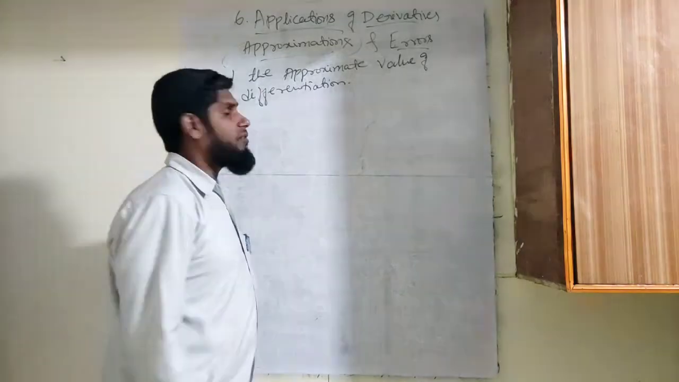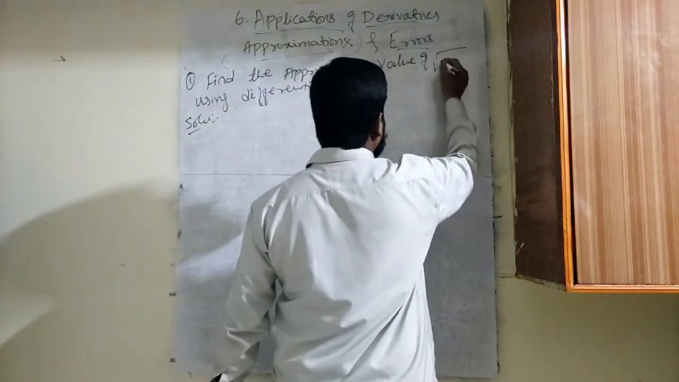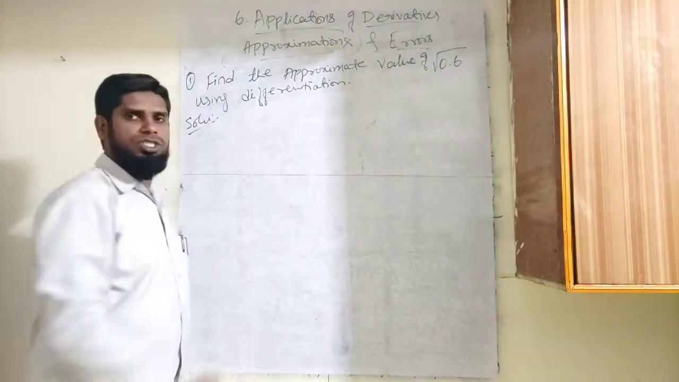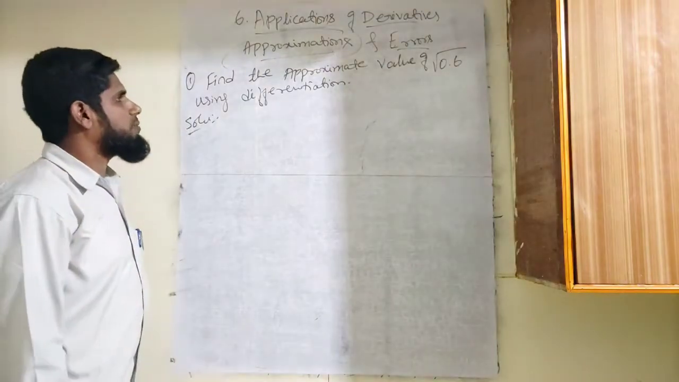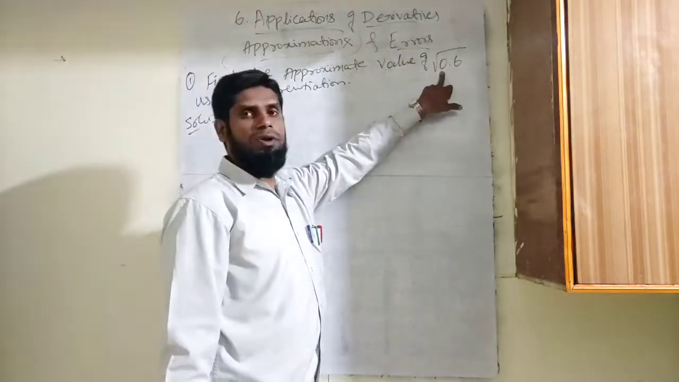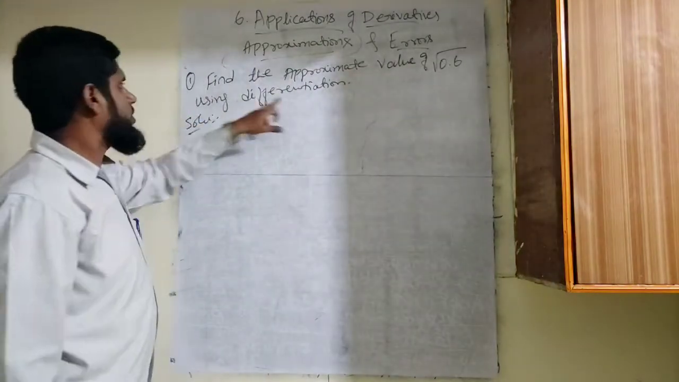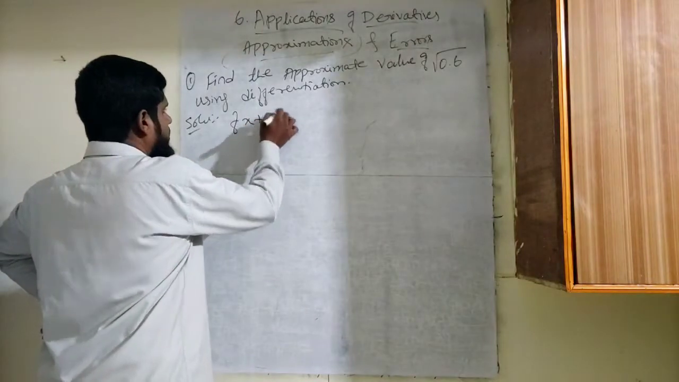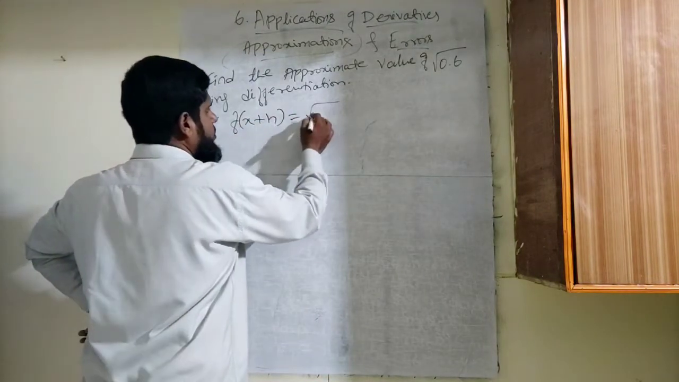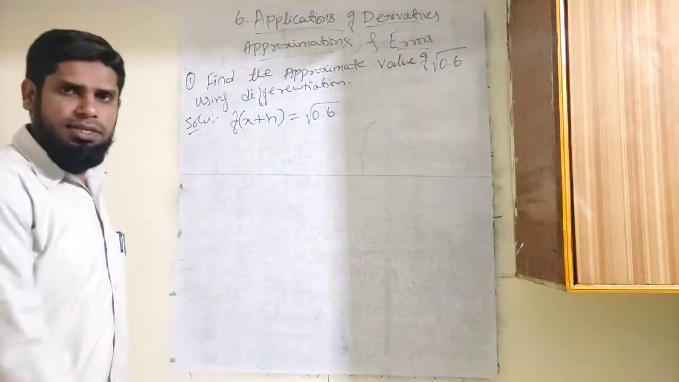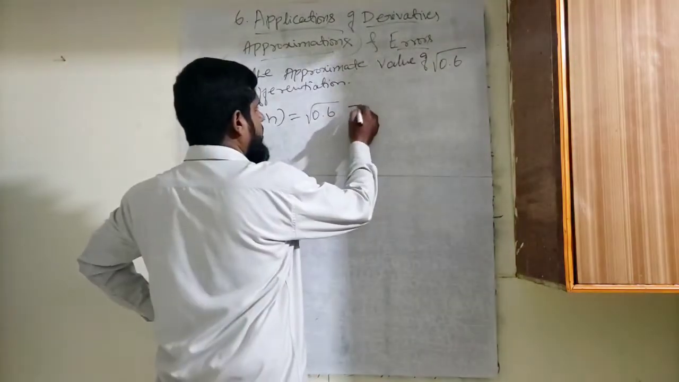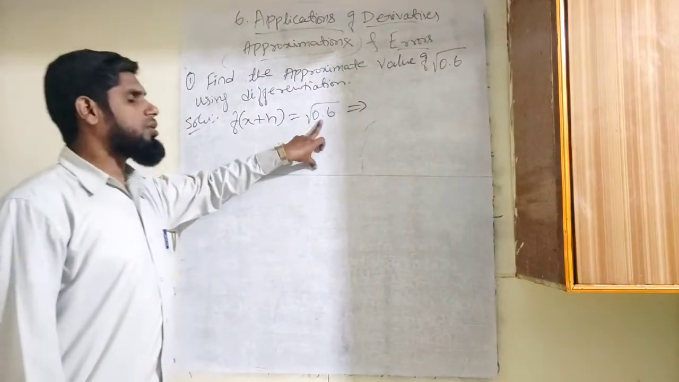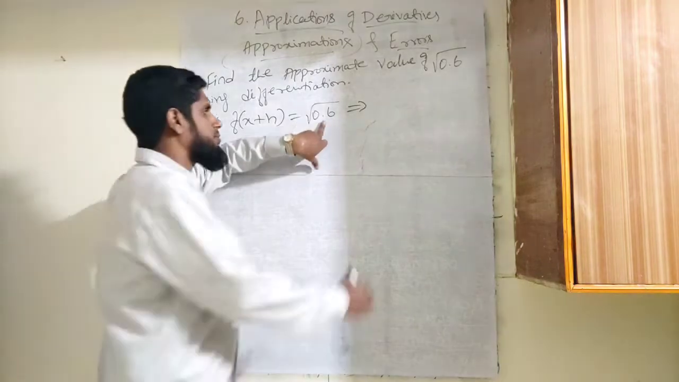Find the approximate value of square root of 0.6 using differentiation. So here f of x plus h is given, that is the root of 0.6, and with this the approximate value of the nearer root of this is, let us consider 1.